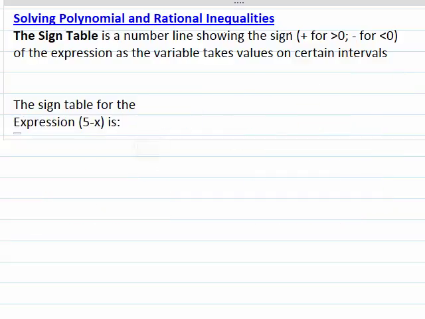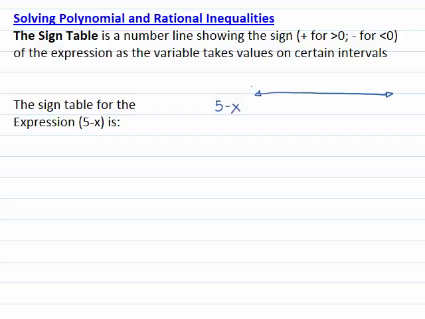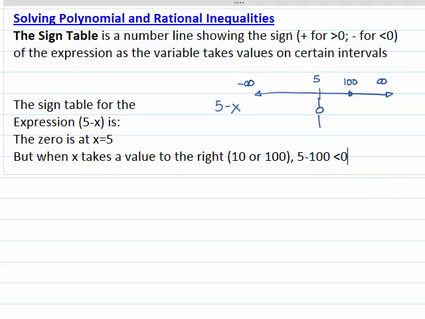Now be careful. The sign table for the expression 5 minus x is 5 minus x, the number line from negative infinity to infinity. The 0 of the expression is 5. And then when x takes some value to the right, let's say the value 10 or 100, 5 minus x is 5 minus 100, which is negative. So in this case, the sign will be minus.